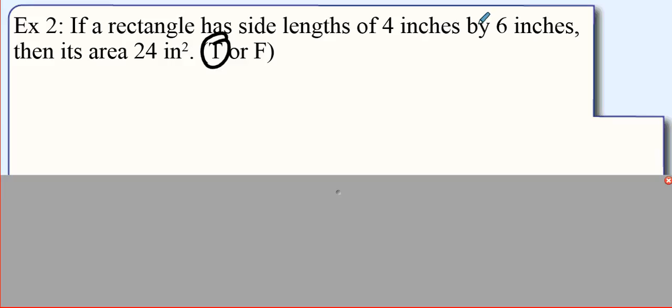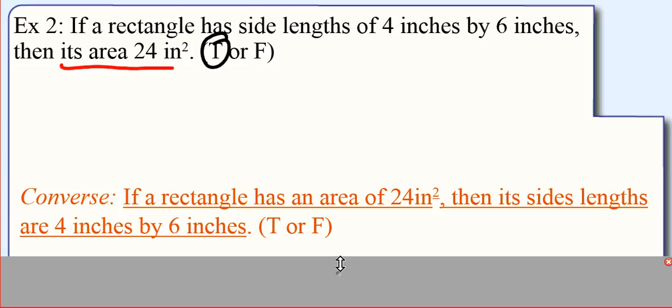Now we're going to write the converse. Converse means switch the order. So you take the part that comes after the then, and that becomes the first part, the if. So if a rectangle has an area of 24 square inches, then it has side lengths of 4 inches by 6 inches.